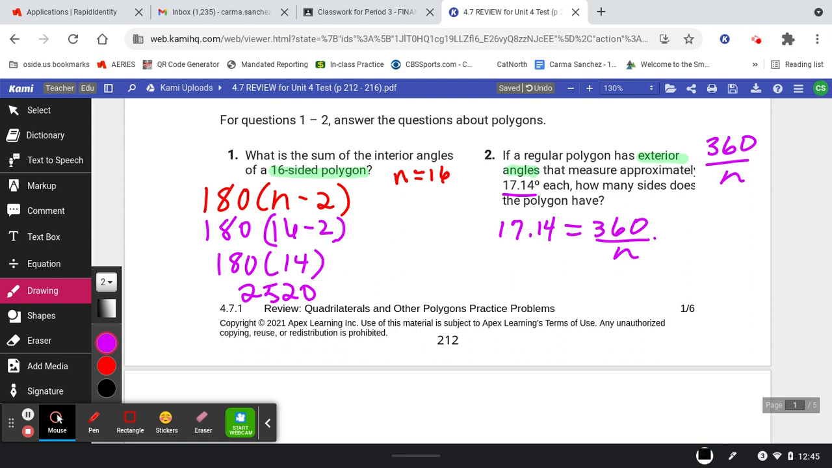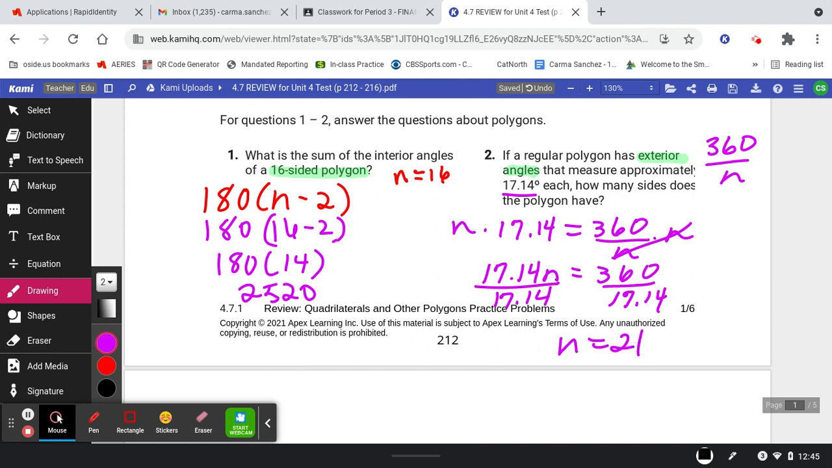So first we're going to multiply by the n to bring it up to the top. So we get 17.14n equals 360. And then divide both sides by that 17.14. And let's see our number of sides. So grab your calculator, see what you get. And I'm getting that this is a 21-sided figure. How'd you do?